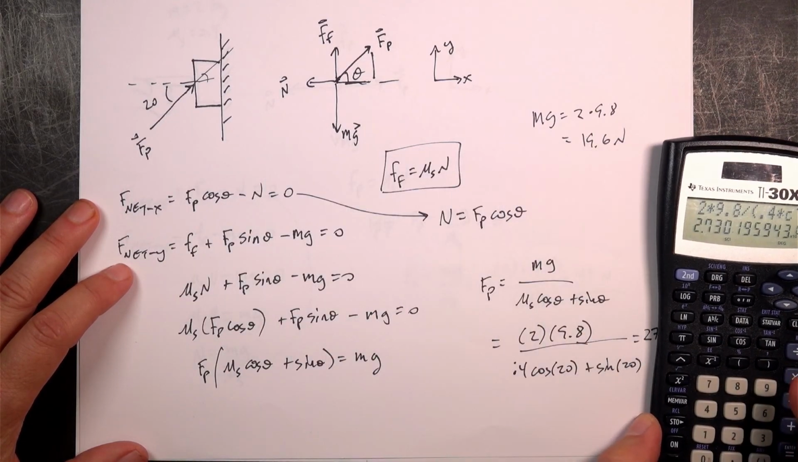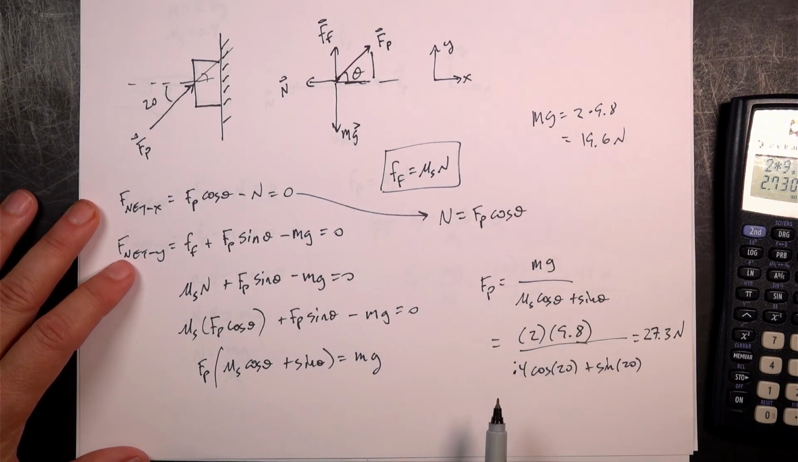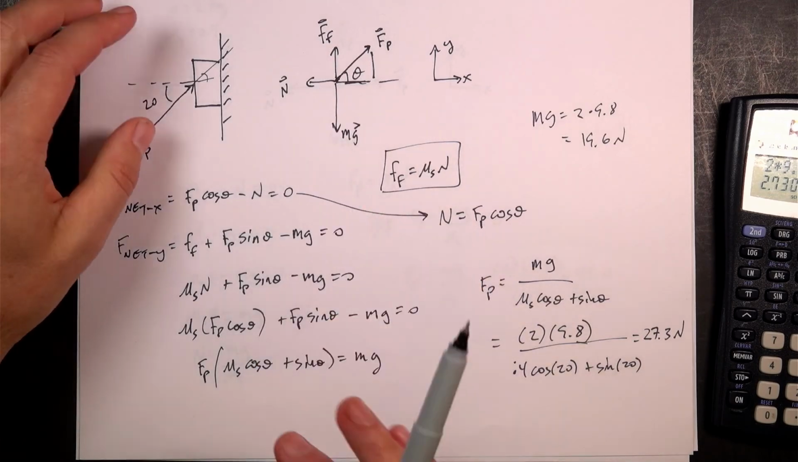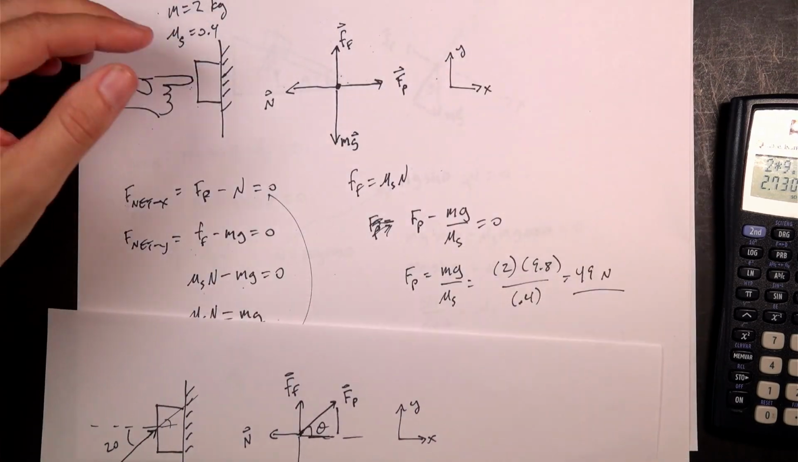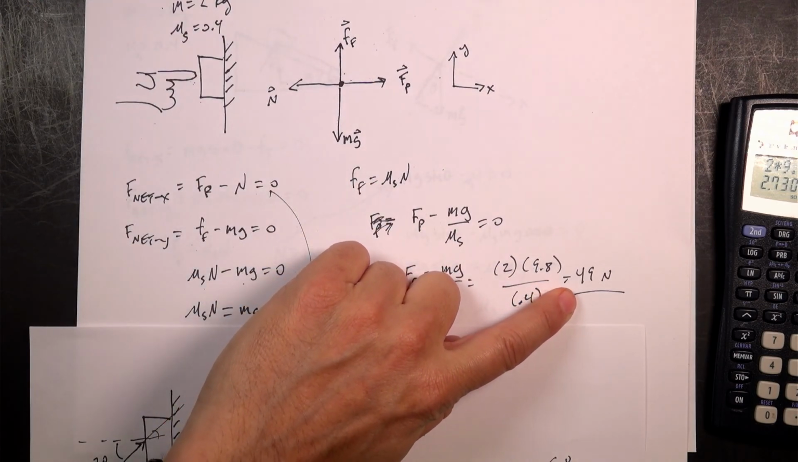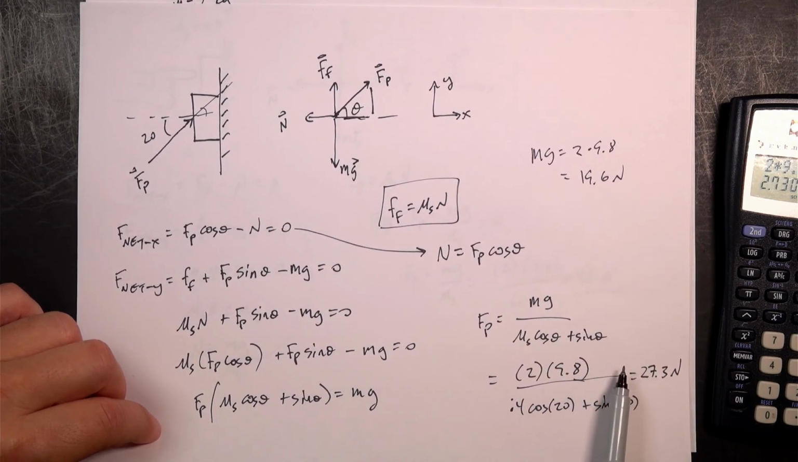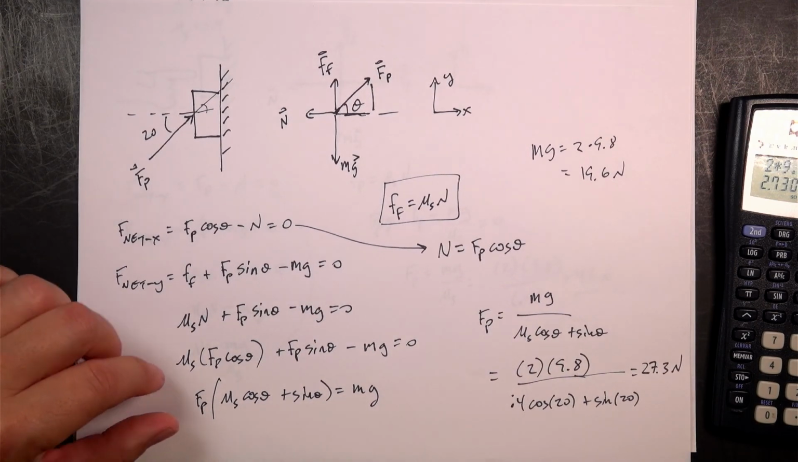Now, for the fun problem, and you can kind of use this. What if I push straight? I did that one, right? I push with 49 newtons. Same block. If I push at an angle, I push with less. What if I push at 21 degrees? Would it be greater than or less than 27.3?